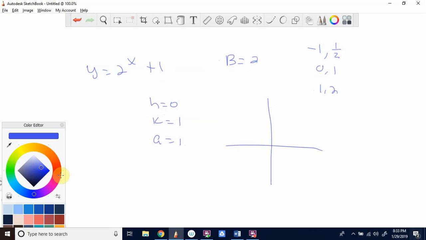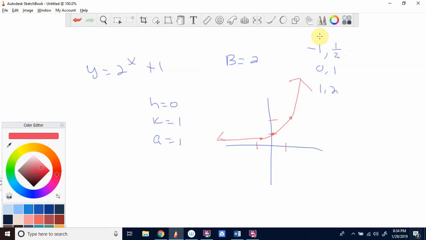So let's go plot those points. So we have 0 comma 1, and we have 1 comma 2, and negative 1 comma 1/2. So all this did was do what? Oh, so that's the parent function. However, what happened? HK is now what? 0 comma 1. So you have to do the transformations.